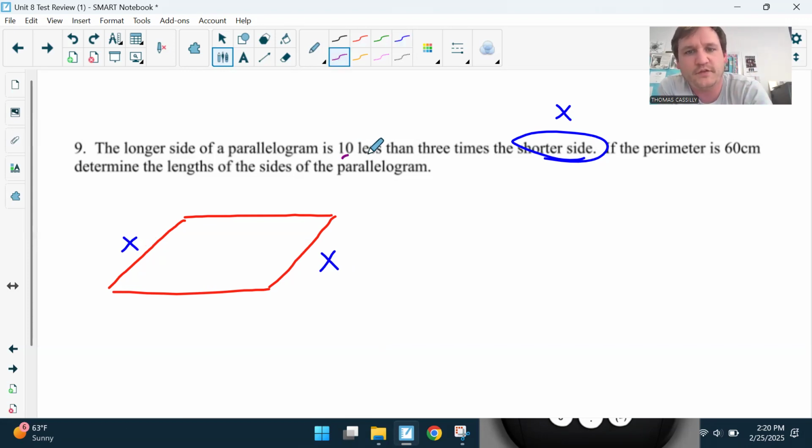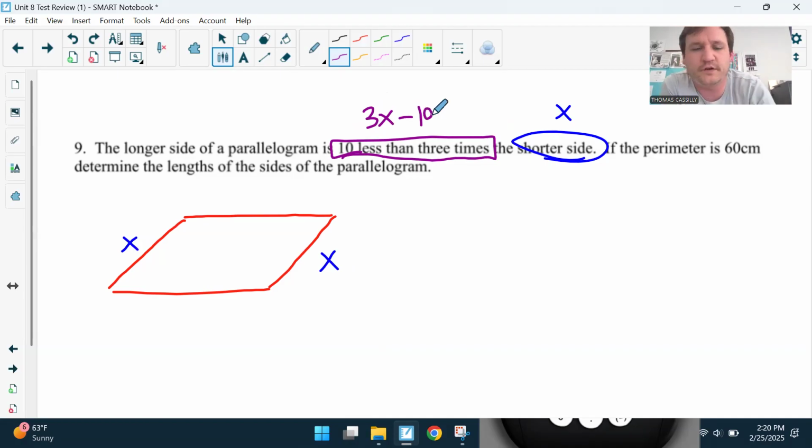So the left and the right sides on this are going to both be x. Now, how do you say 10 less than 3 times the shorter side? 3 times the shorter side is 3x, but we have 10 less than that, so I'm going to subtract a 10. So I get a 3x minus 10 on top and a 3x minus 10 on the bottom. Determine the side lengths.